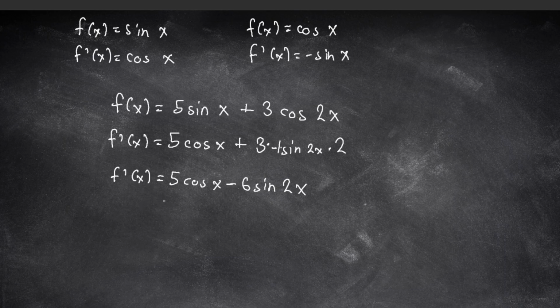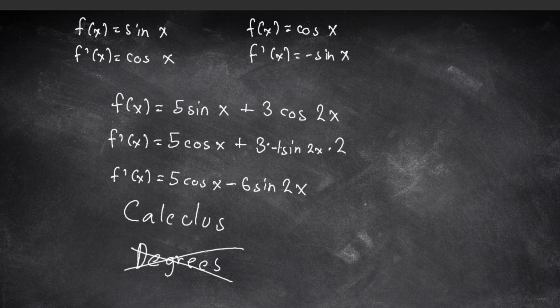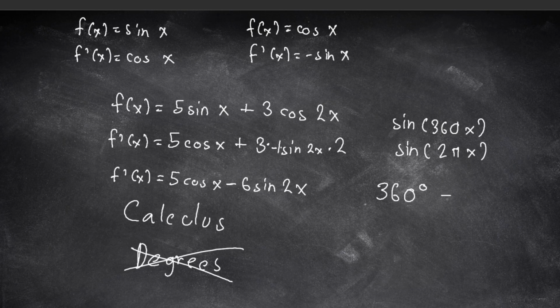One thing we're going to add is that whenever you're in calculus, you are never going to use degrees. You can use degrees to convert to radians, but you're never going to use degrees when you're doing calculations. So you can't write functions like sine of 360x because you think it's 360 degrees. No, you're going to be working with 2 pi x. So we're going to be working with radians instead of degrees. If you don't know what radians are, it's actually pretty simple. Basically, 360 degrees is equal to 2 pi radians.